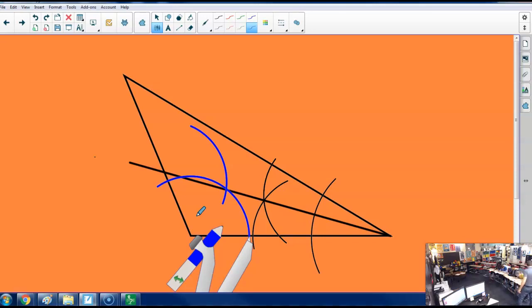Do you need to tighten those up? Sorry, guys, these compasses are new this year. I maybe should have gotten metal ones. They don't really have metal ones anymore.